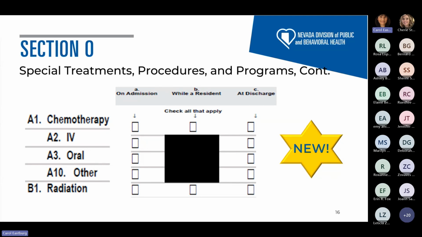The manual also points out that IVs, IV medications, and blood transfusions administered in conjunction with chemotherapy are not recorded under items K0520A, parenteral IV, O0110H, IV medications, or O0110I, transfusions. Those are recorded elsewhere.